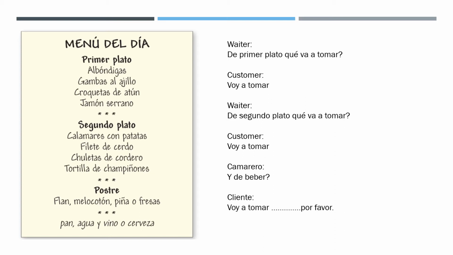And then he'll ask, de segundo plato. He might repeat the whole sentence or not. You can say, voy a tomar, I am going to have, and pick one. Y de beber. And so they're asking you there what you want to drink, beber, to drink. They wouldn't ask you what you wanted for dessert until you've eaten your starter and your main course, and when they come back they'll ask if you want dessert.